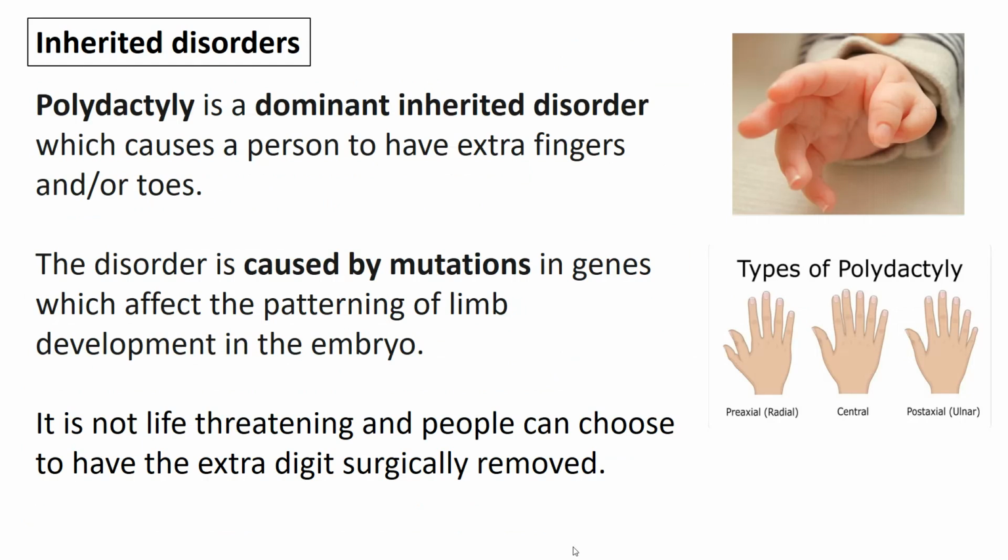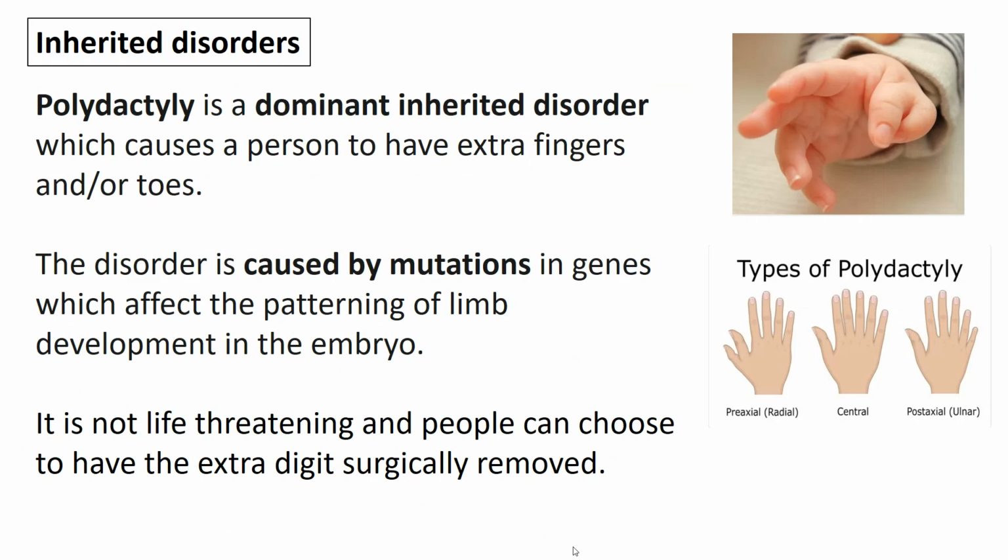But sometimes the mutations can be detrimental to a species. So this is the case for some of them, which we call genetic disorders. Polydactyly is an example of a genetic disorder. It's a dominant inherited genetic disorder and causes a person to have extra fingers or toes.